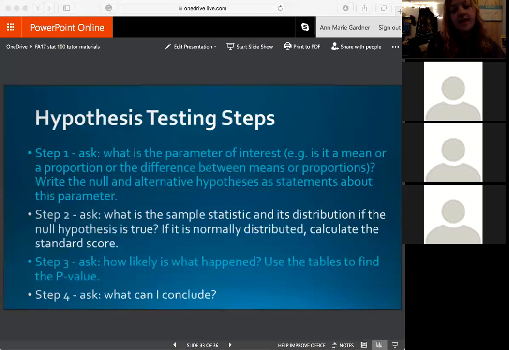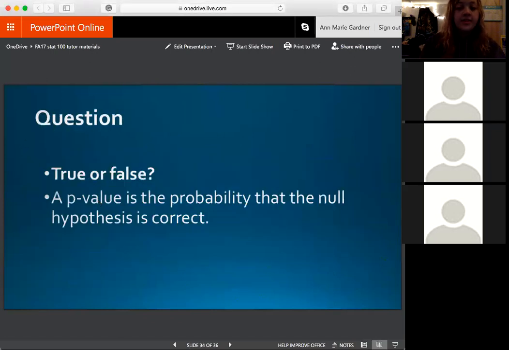And then the last step is that you're figuring out what you conclude. So what do you conclude about your p-value? So what does this even mean in general? That's encompassing all the first 3 steps there. All right, so here's a question.